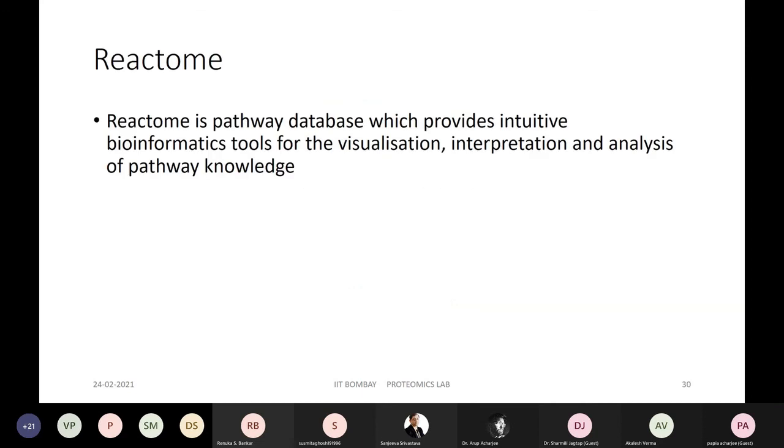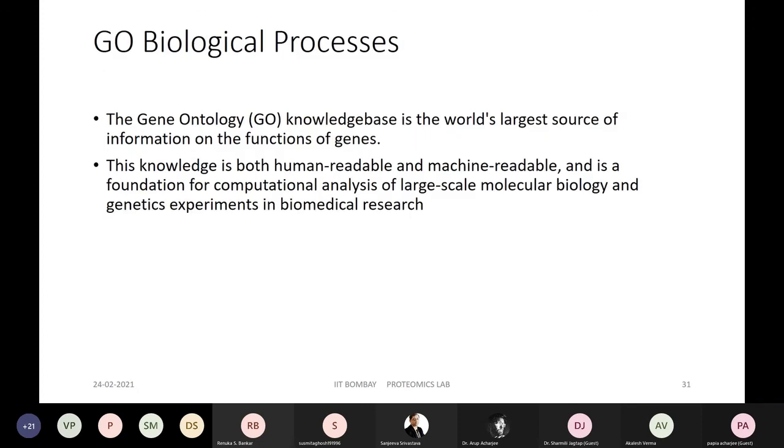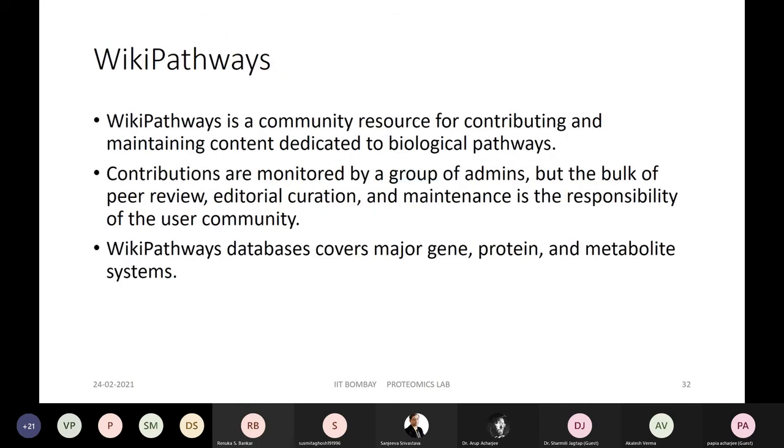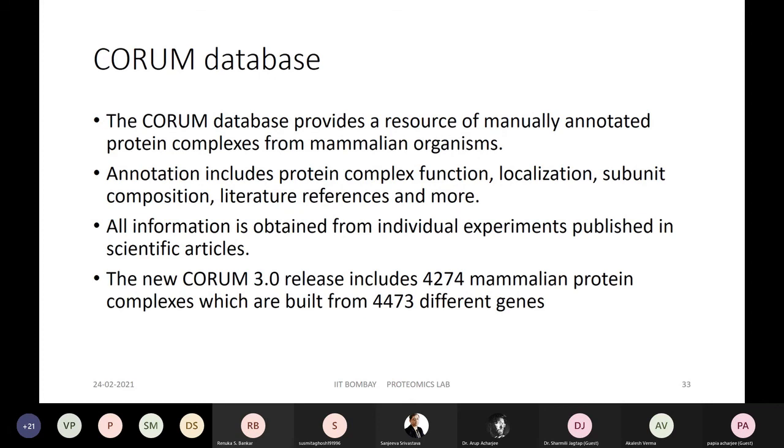I would briefly describe them. Reactome is a pathway database. We will be talking with the inventor, the man behind Reactome, today, so I'm not dwelling deep into it. Then there is the Gene Ontology knowledge base. It's the largest source of information on the function of genes. Then there is WikiPathways. WikiPathways, just like Wikipedia, is crowdsourced, and there is a lot of curation as well. Then there is the CORUM database. This database is a source of manually annotated protein complexes from mammalian organisms.